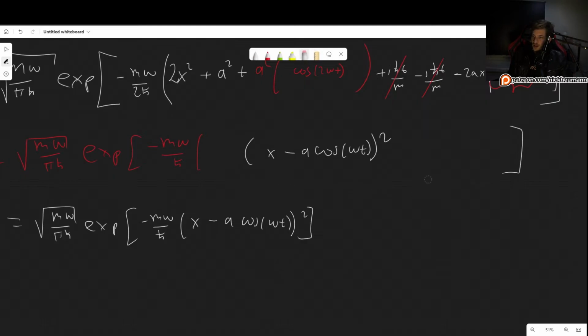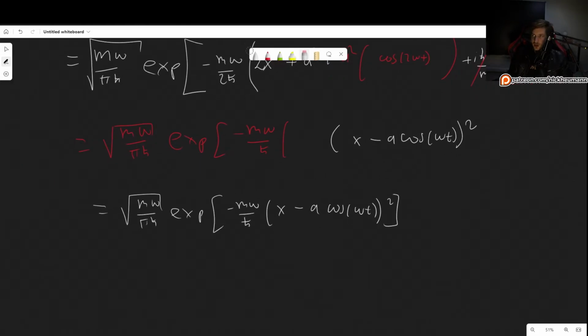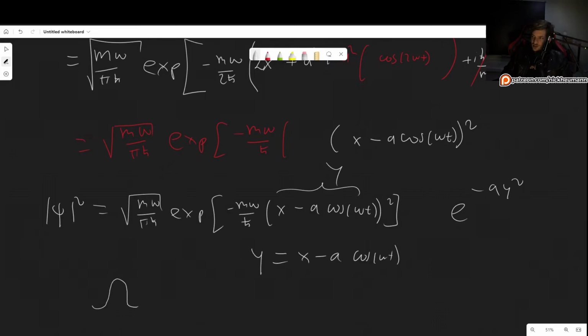And there we go. This is the probability density. And we can see that this is a Gaussian, right? We can look at this as y equal to x minus a cosine of omega t. And this is a Gaussian, since y is here going to be squared. This is e to the minus something y squared. This is a Gaussian. So it will be something like this, but it has this oscillating factor, cosine of omega t. So it's going to be oscillating with an amplitude a and a frequency of omega.